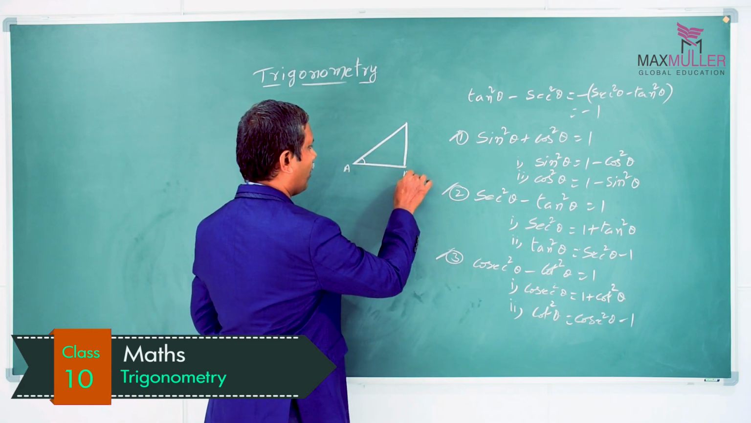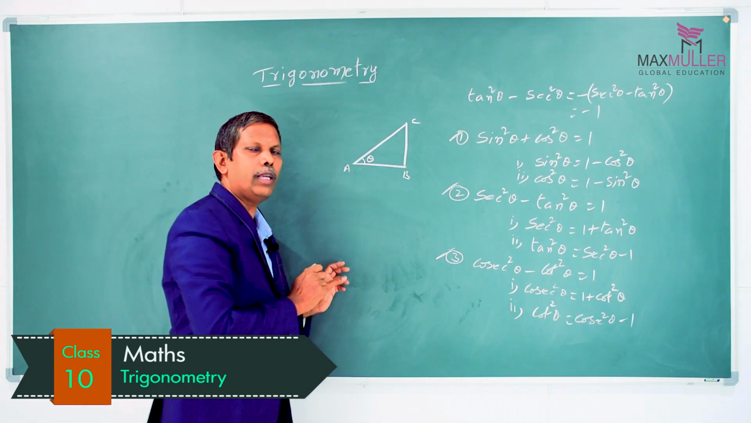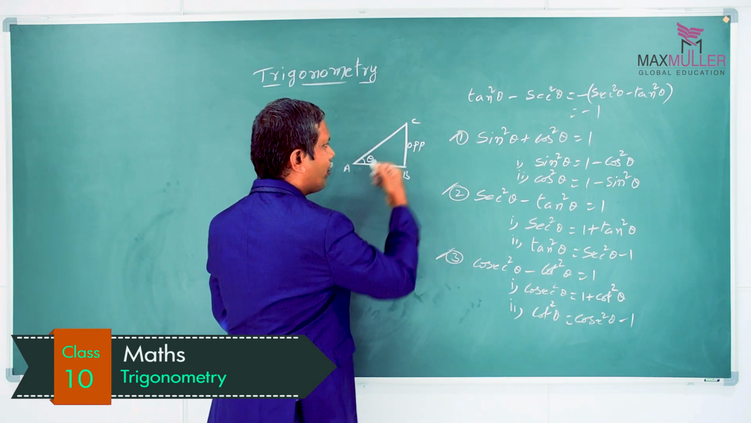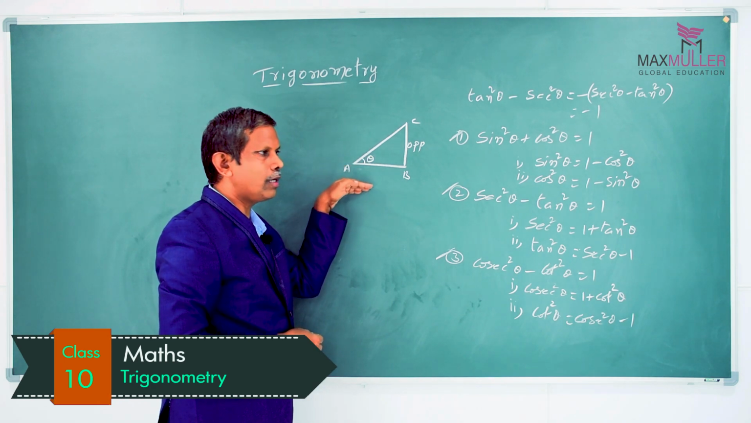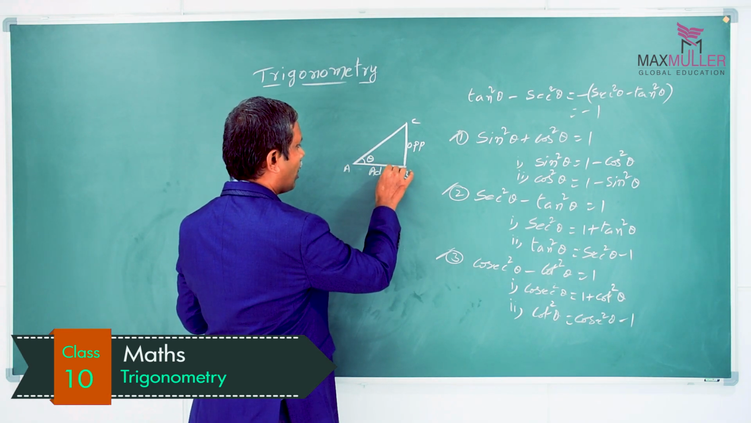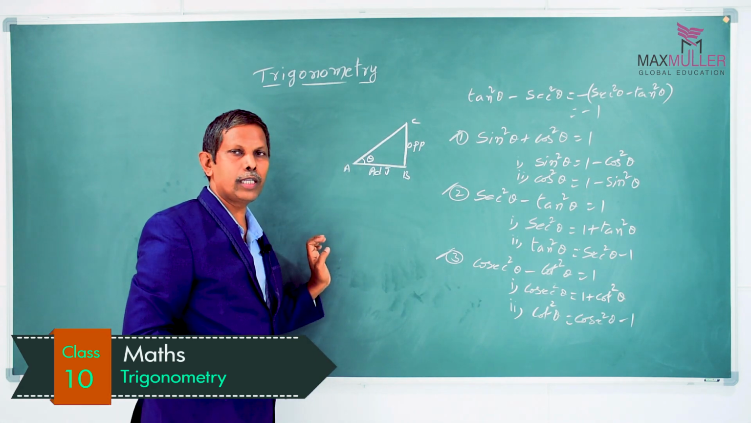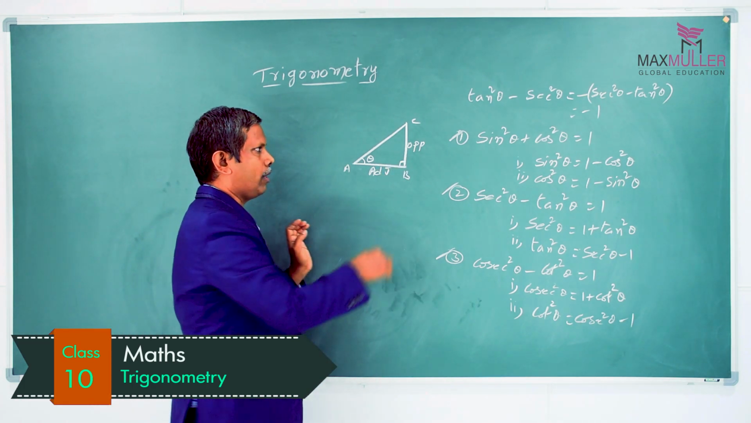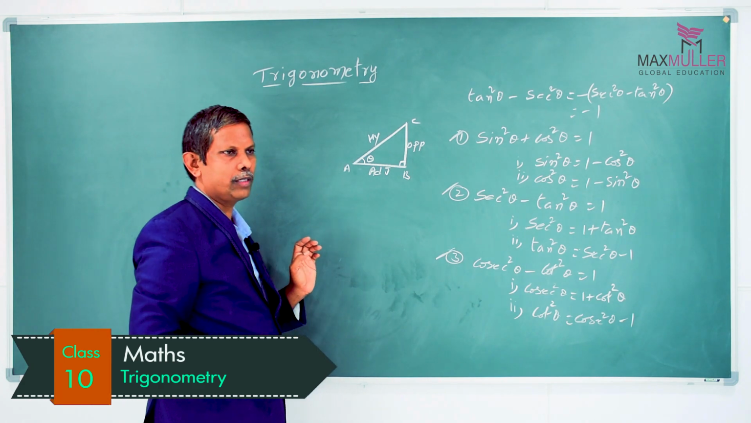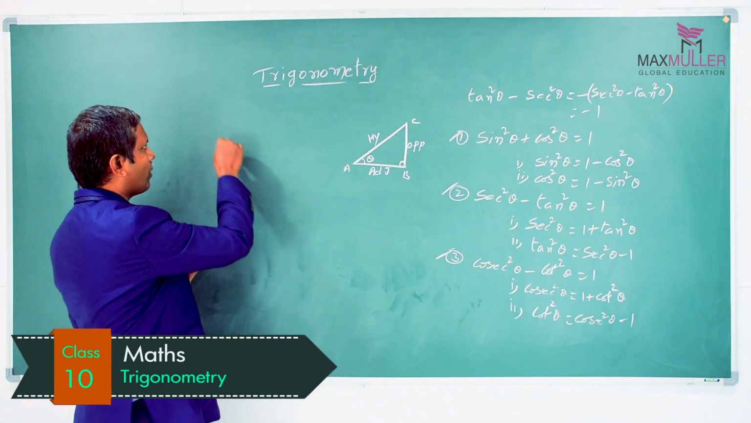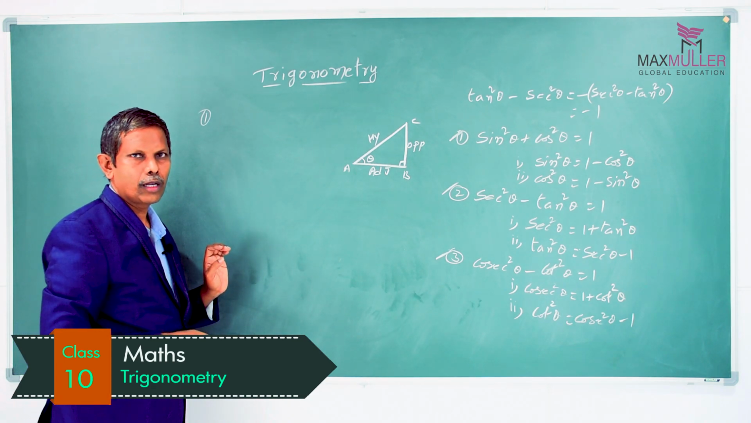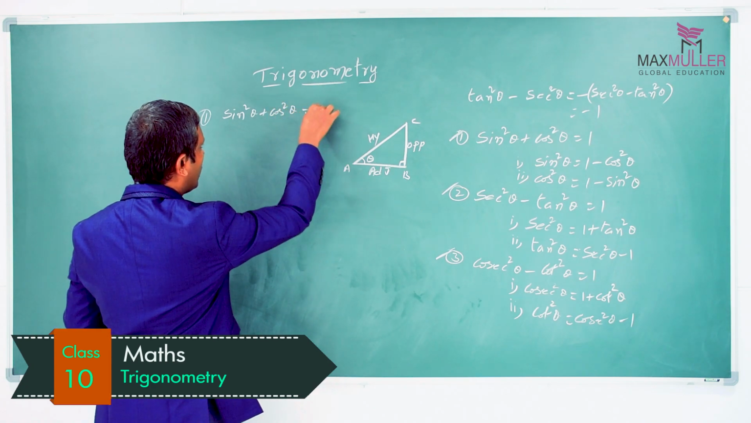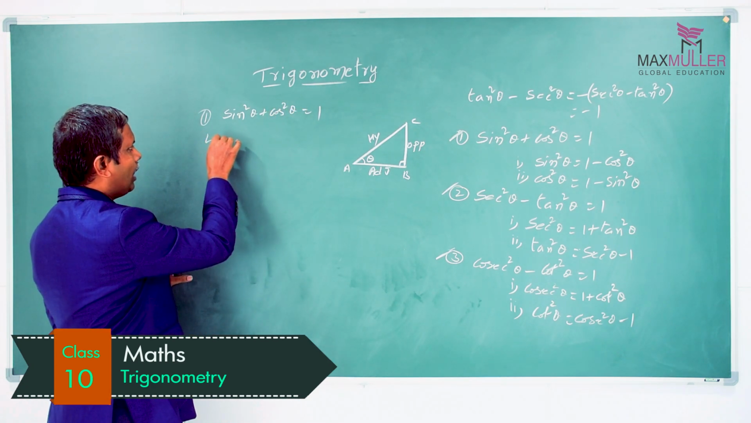So, here I am taking triangle A, B, C and marking the angle theta here. The side opposite to theta is known as the opposite side. The side adjacent to theta is known as the adjacent side, and the longest side, opposite to the right angle, is known as the hypotenuse. So, what is the ratio of sin? First of all, I am proving that sin square theta plus cos square theta is equal to 1. I am taking the LHS.